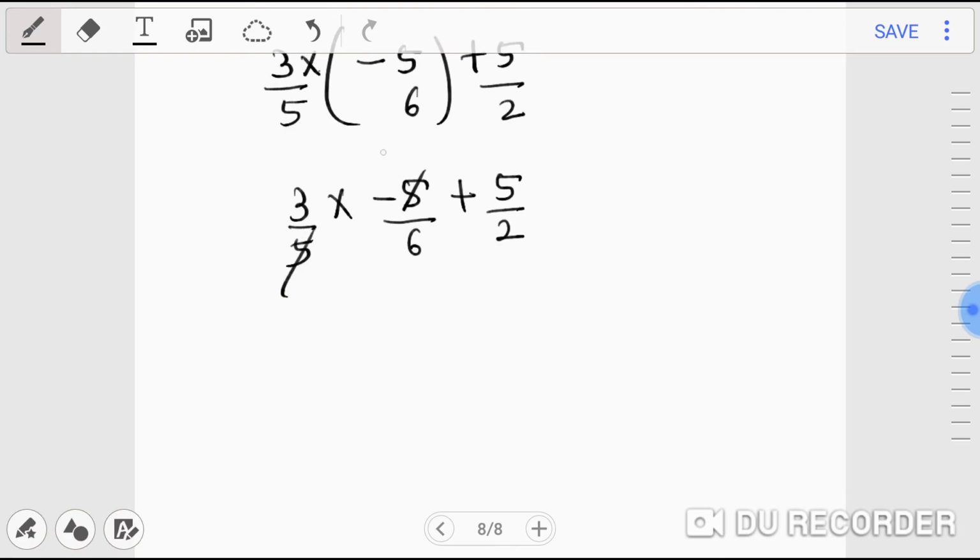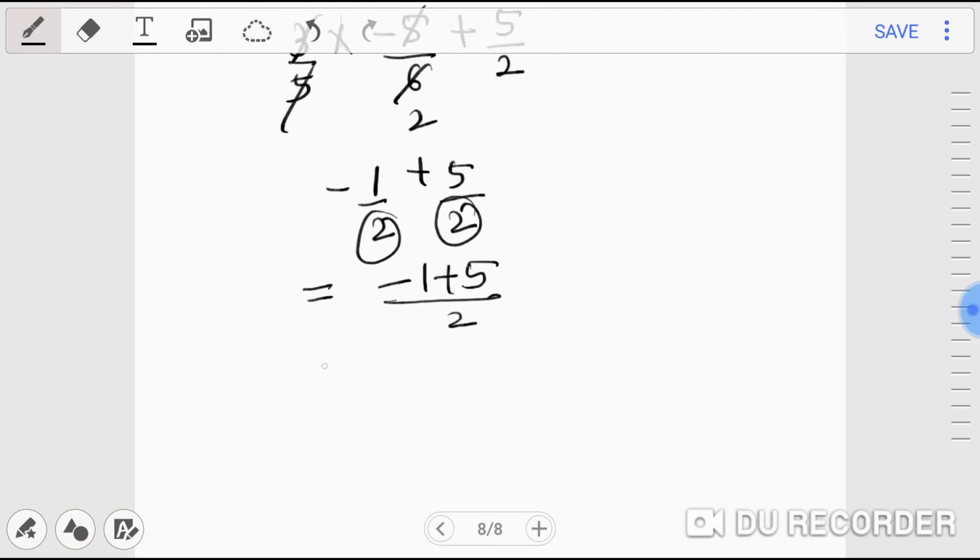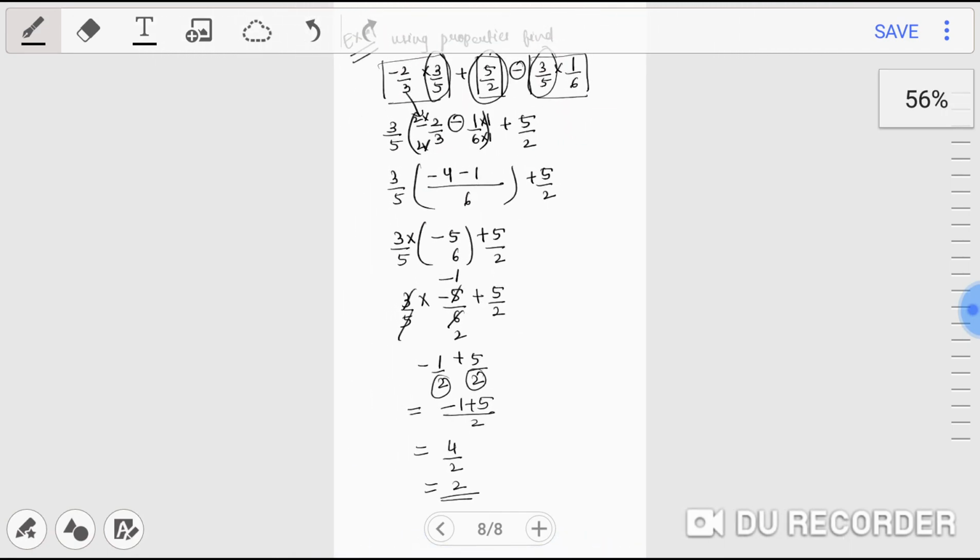You can reduce this. So it will be minus 1 upon 2 plus 5 upon 2. My dear kids, if you have the same denominator, you have to solve the numerators, taking the denominator common. So your answer will be 4 upon 2, and your final answer will be 2. Please note it down.